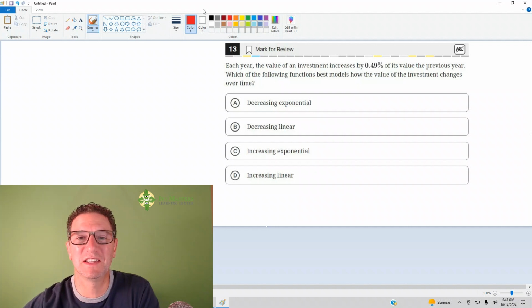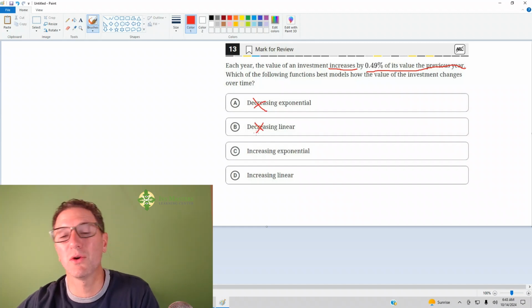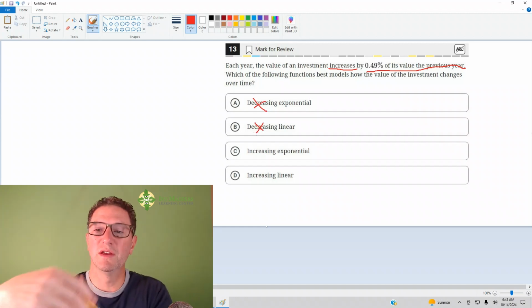Number 13 from Digital SAT Test 3, Module 1 reads: each year the value of an investment increases by 0.49% of its value the previous year. I'm terrible at underlining, apparently. Which of the following functions best models how the value of the investment changes over time? So first of all, you see it's increasing, so you get rid of decreasing. By the way, stick around to the end if you want to have a thorough understanding of this.